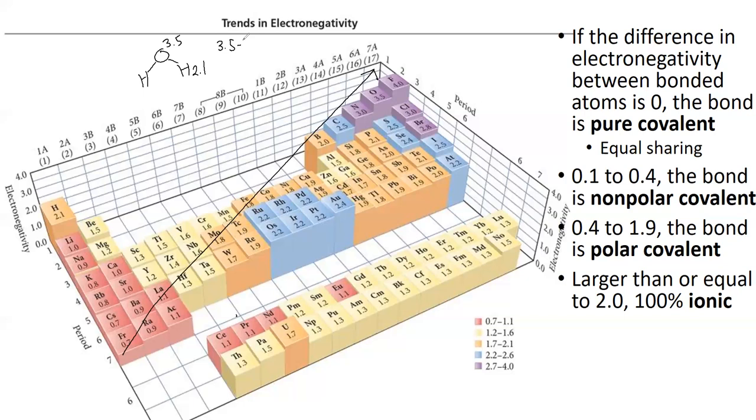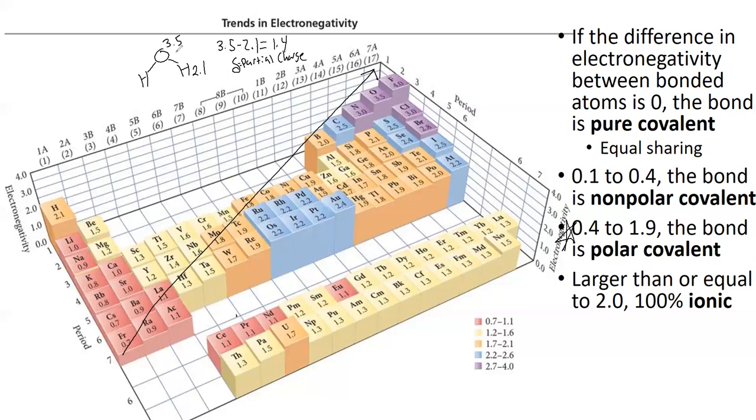And the difference is 1.4, which means this is a polar covalent type of bond. And in polar covalent, one atom is going to be partially negative, which we give this partial charge symbol. So when you're polar, one atom is going to be partially negative, one's going to be partially positive, because the more electronegative atom is like stealing electrons. They're an electron hog. They don't share them that well. They're still sharing, but like unequal sharing.